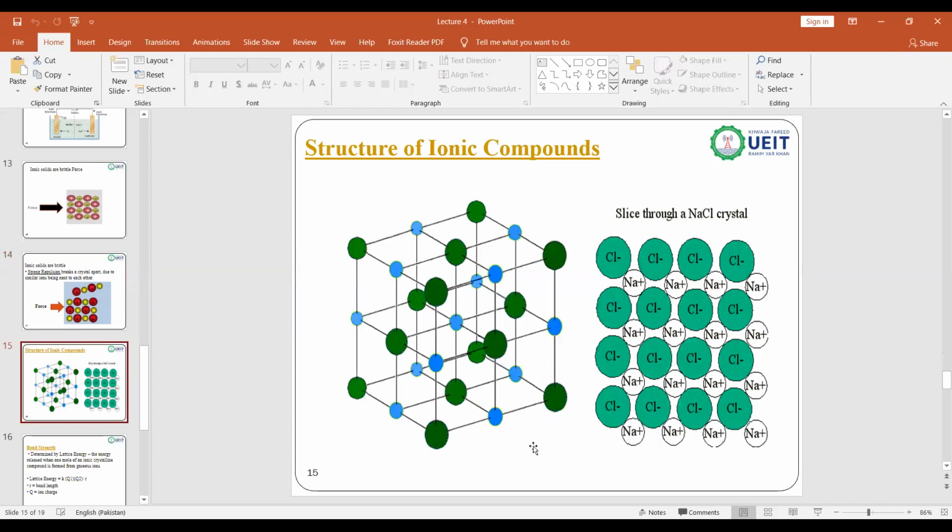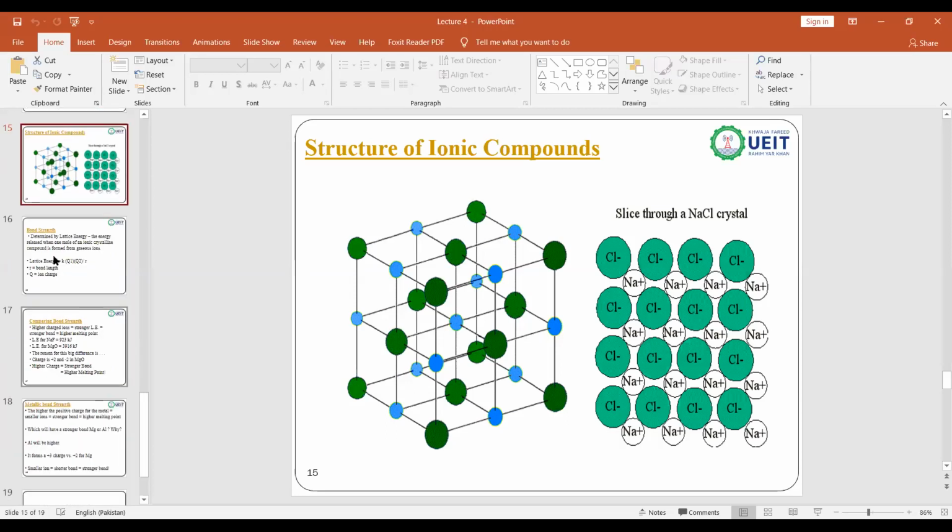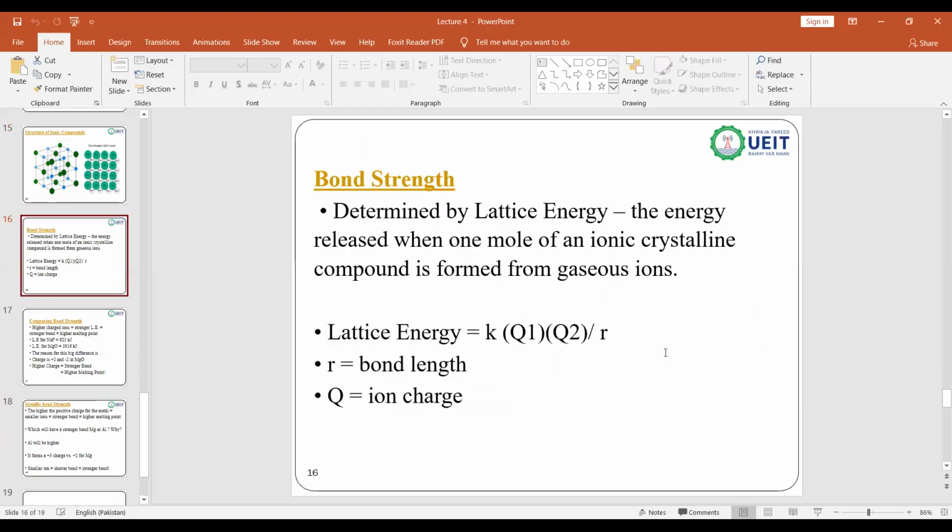You can see there is a network, the crystal lattice of ionic compounds. In sodium chloride, one sodium is surrounded by 6 chloride ions. Here you can see the network in one unit cell of sodium chloride. Bond strength is determined by the lattice energy, the energy released when 1 mole of an ionic crystalline compound is formed from gaseous ions. Lattice energy k is equal to Q1 Q2 over R, where R is the bond length and Q is the ionic charge.